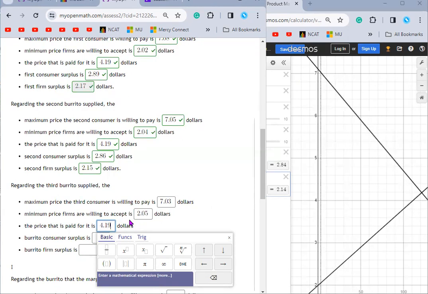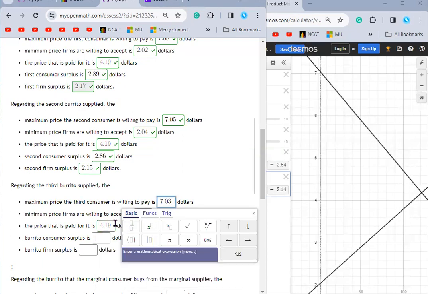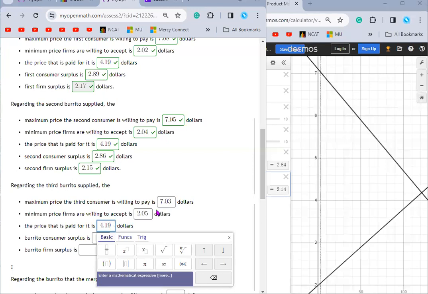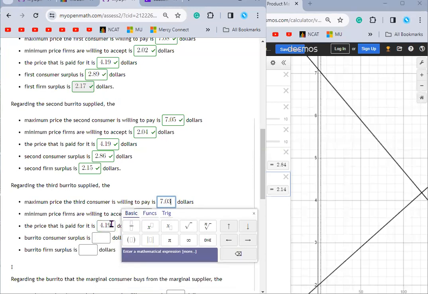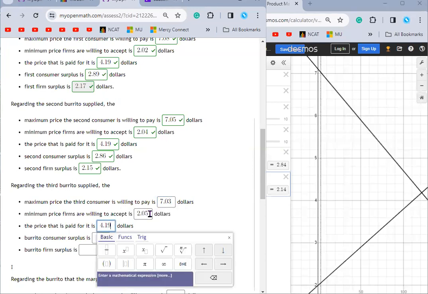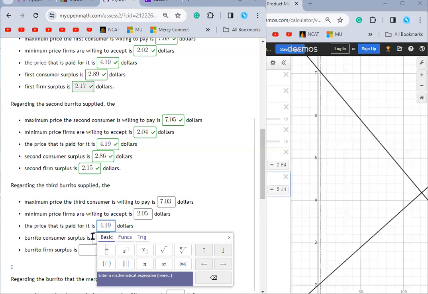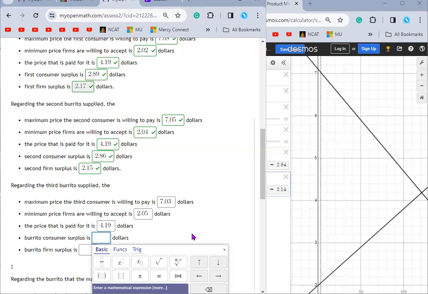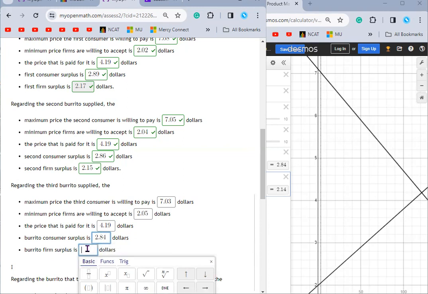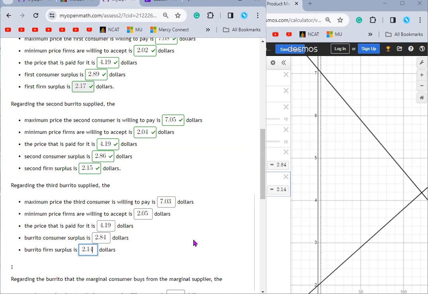The firm receives $4.19. So you can think of it as this third consumer winning, right? Because they're willing to pay much more than what they get to pay. And the firm wins because they're willing to sell the burrito for $2.05, but they collect $4.19, right? So both have surplus. The consumer surplus for that third item sold is $3.84, and the firm surplus is $2.14.